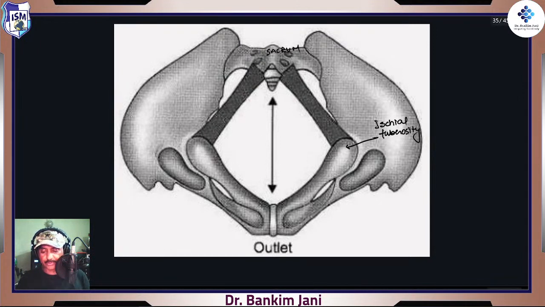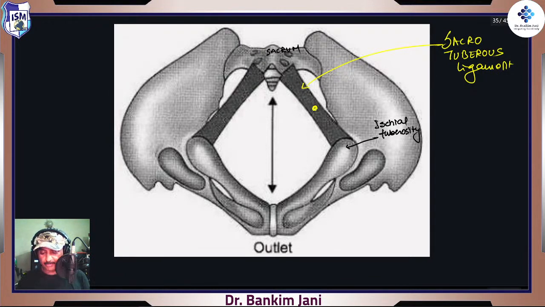So we need to give some name to this ligament: sacrotuberous. From sacrum to tuberosity, so this is the sacrotuberous ligament, right? Till this point, everywhere there were bones.